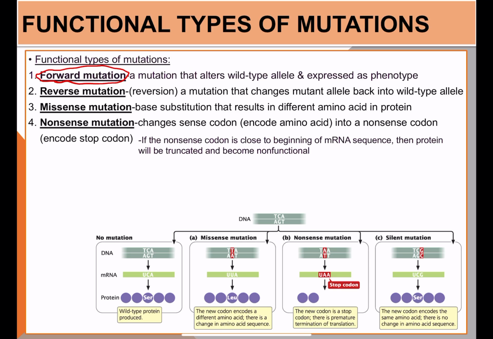Reverse mutation is the other way around, or sometimes they call it reversion, is when a mutation changes the mutant allele or the phenotype back into a wild type. Again, this is what we were observing with the yeast experiment. We plated red mutant strains of the yeast, and then we introduced mutations through UV light. And some may acquire mutations that will change the mutant phenotype, red, back to its wild type, which was white in color.